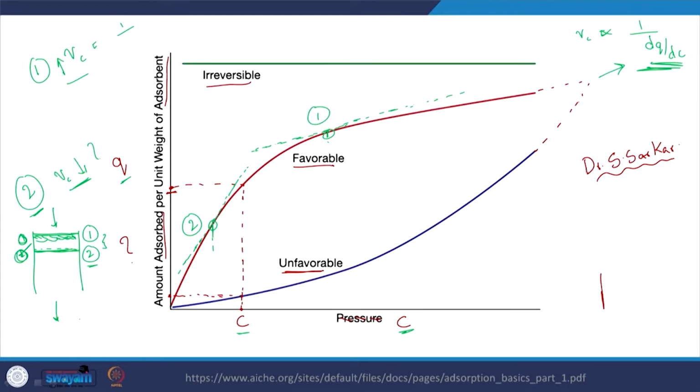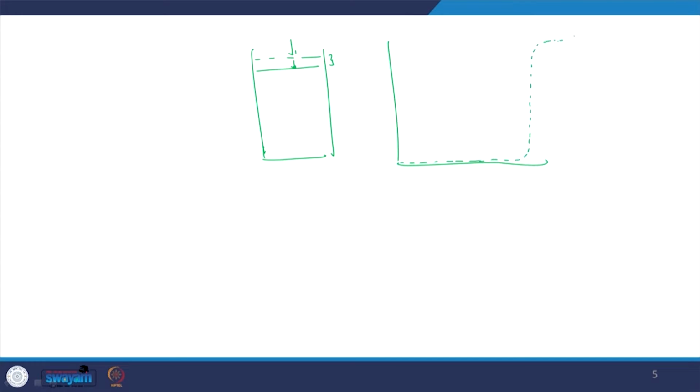Then the kind of breakthrough that you will have, let us see if I have a blank slide here, this is the profile. The mass transfer zone is relatively less, between here and here. So, that is relatively less, and I will have a sharper breakthrough whenever the breakthrough occurs.